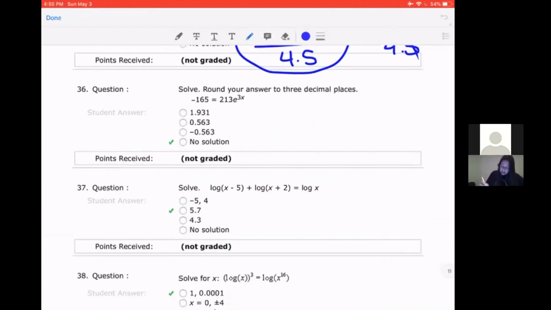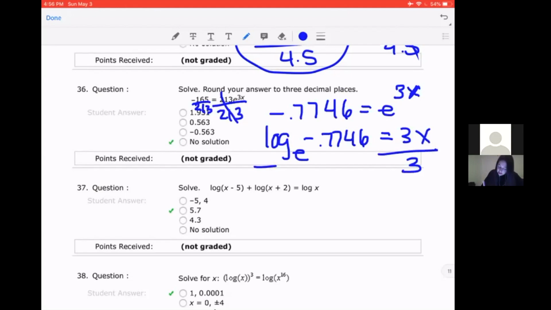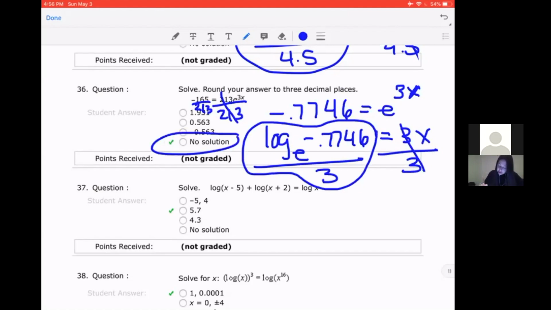For number 36, again, we're just solving. The first thing you want to do is divide both sides by 213. So negative 165 divided by 213 gives us negative 0.7746 equals e to the power of 3 to the x. How do we solve when there's an x in the exponent? I'm going to do log base e of negative 0.7746 equals 3 to the x. To get x alone, I divide both sides by 3. So to solve for x, I just put all of that into the calculator. Okay, I end up with no solution.